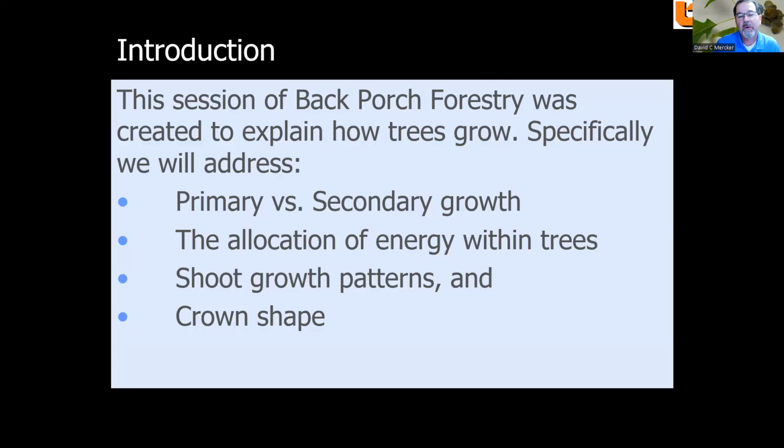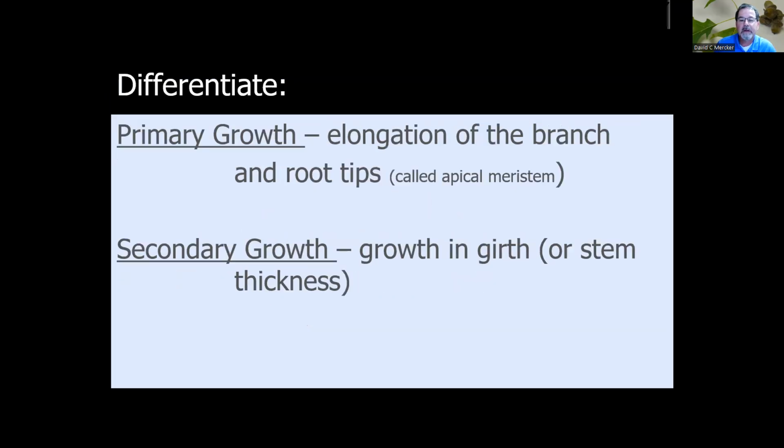This session of Back Porch Forestry was created to explain how trees grow, and we're going to look specifically at four things that are kind of complicated, but I'll try to keep it as simple as I can. We're going to look at primary versus secondary growth. We will study the allocation of energy within trees, some shoot growth patterns, and then finally we'll close with some interesting different types of crown shapes, basically.